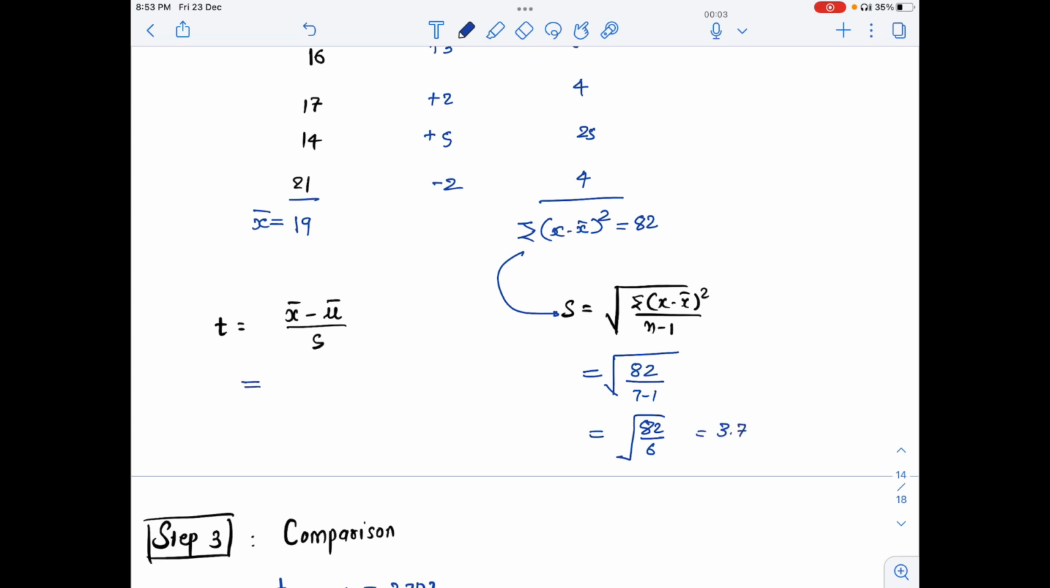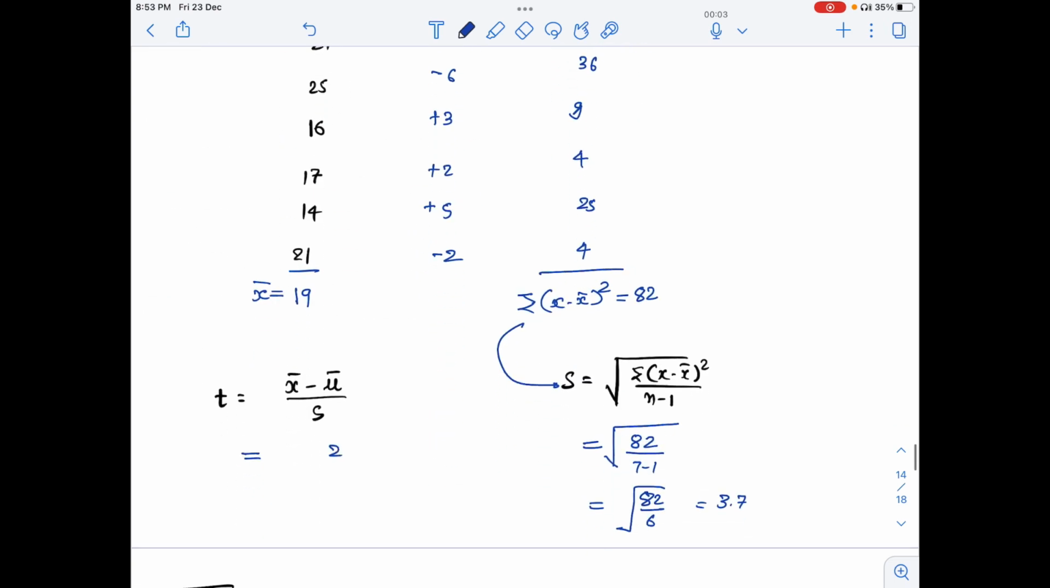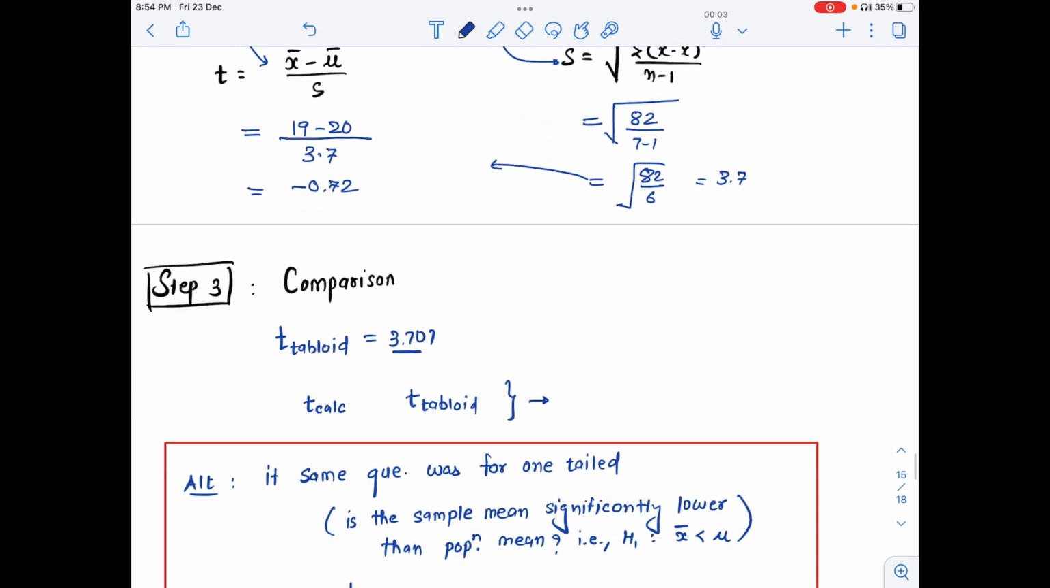Now we'll put these values in here. The question said that we take 20 as the population plasma concentration. So 20, the mean here is 19, and the standard deviation was 3.7. This will give us a value of around negative 0.72. Now t tabulated was given as 3.707. So this value comes out to be less than the tabulated value, which means it is non-significant.